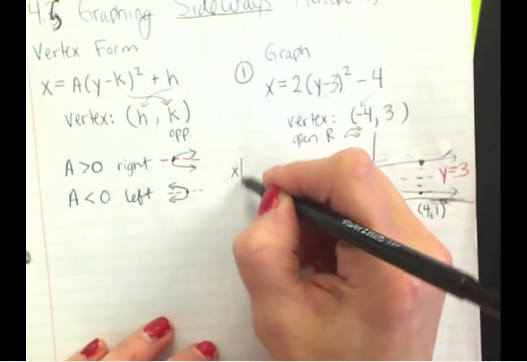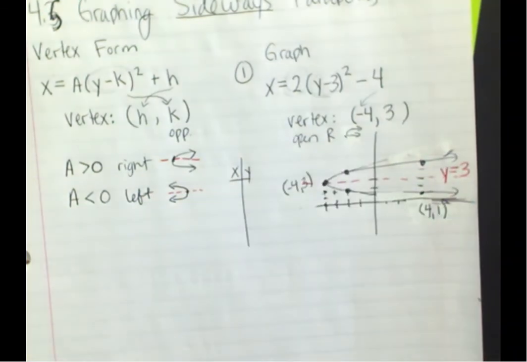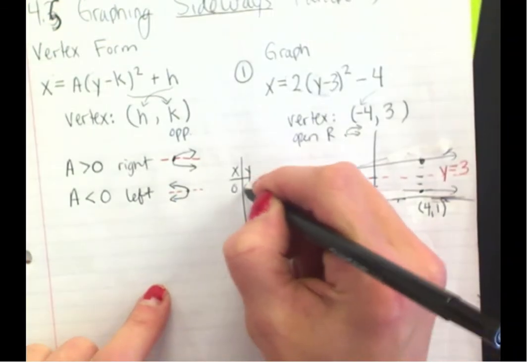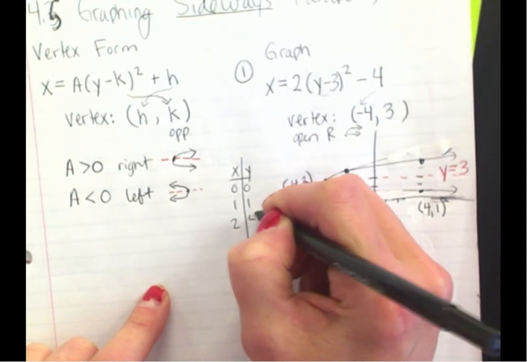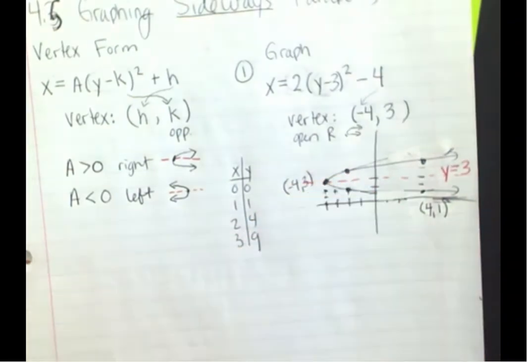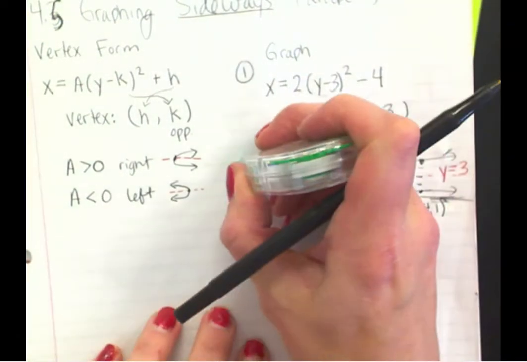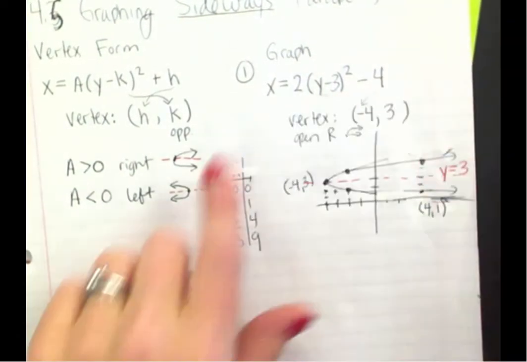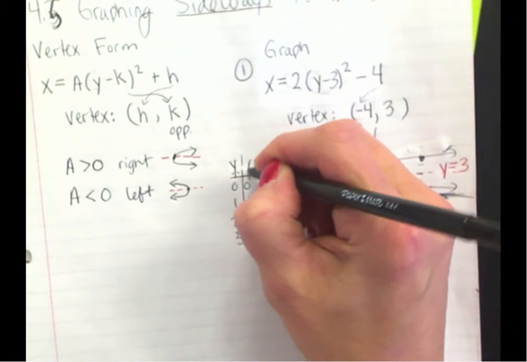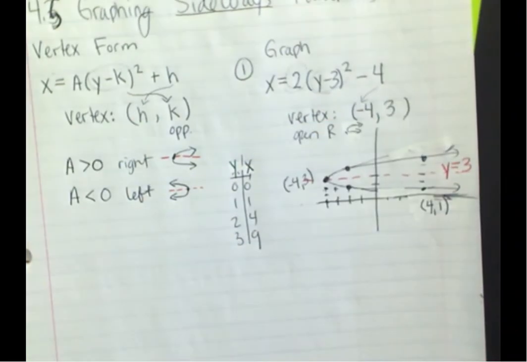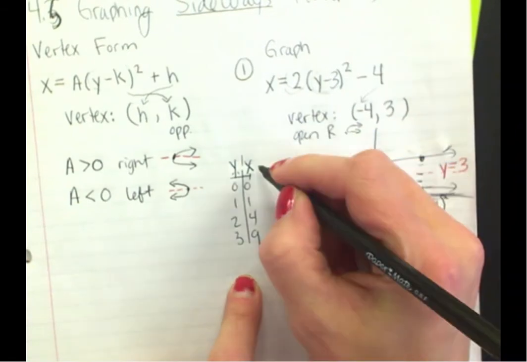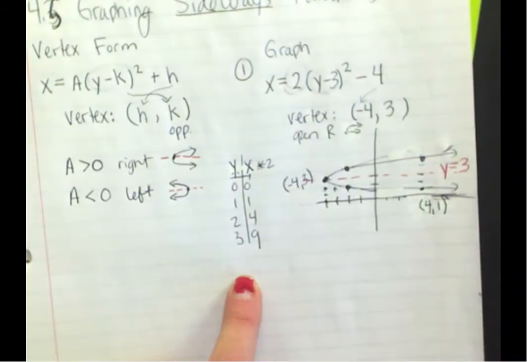I'm going to put my parent points that we're used to right next to it. 0, 0, 1, 1, 2, 4, 3, 9. What happened? We switched our X's and Y's, right? So switch them. Now, we still have a 2 here. Guess what? You're still multiplying by 2.